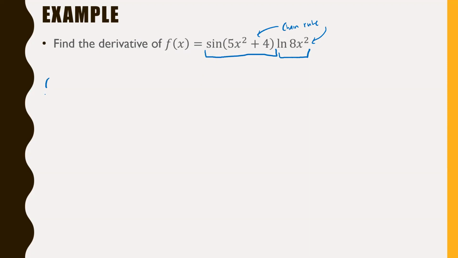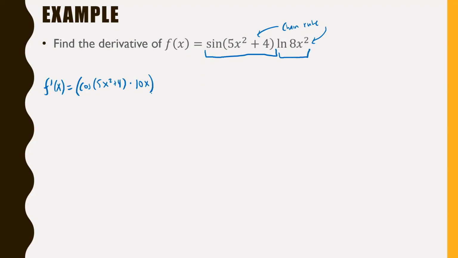So the derivative of this, f prime x, if we're doing the product rule on this thing overall, we'll have to take the derivative of the first thing first. So the derivative of sine 5x squared plus 4, well, that'll be cosine 5x squared plus 4. But then we have to times that by the derivative of the inside of that function, because that's our chain rule piece, right? So we have to also times by the derivative of 5x squared plus 4, which is actually just 10x, right? Because the derivative of a 4 is just nothing. So that's our first piece.